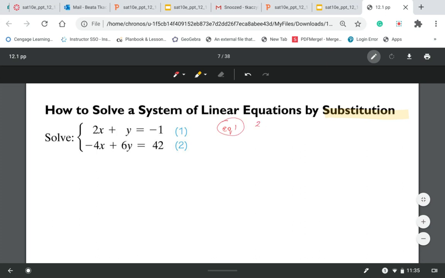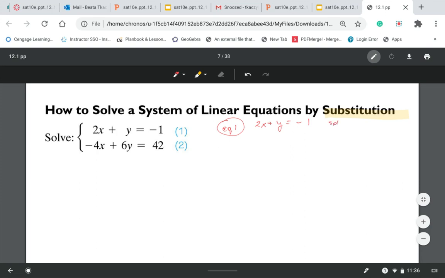which is 2x plus y equal negative 1, and I'm going to solve this equation for y. Why am I picking variable y? Because it's very easy to solve this equation for y, because there's no number in front of y.